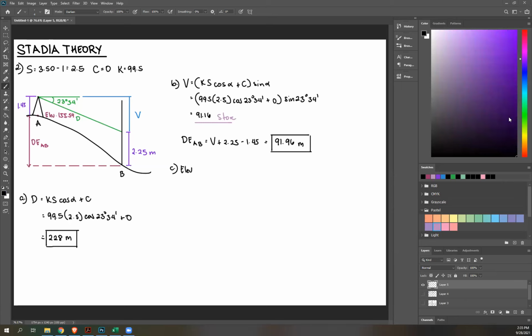So the elevation of B is now this height, which is the elevation of A minus the difference in elevation, right? So I just have to get this height minus DE, and I'll get this height. So that was 155.54 minus DE AB, which is this. Please solve. What's the answer?